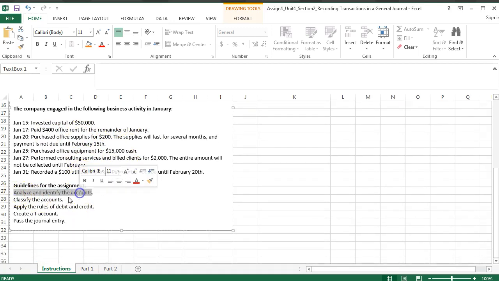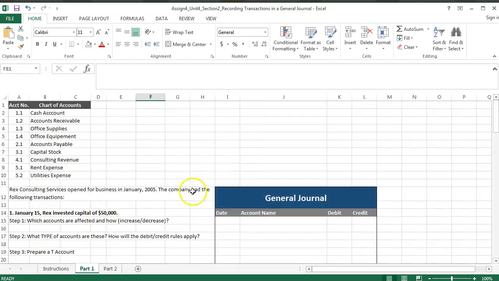So that's what we're going to do. We're going to analyze and identify the accounts that each of these transactions affects, which we've done in previous assignments. We're going to classify those accounts, whether they're asset, liability, owner's equity, revenue, expense, or withdrawal. Apply the debit and credit rules, create a T account, and then pass the journal entry. So these first 4 steps are all part of the analyzing the transaction process, and then once we've analyzed it, we pass the journal entry. So let's take a look at part 1.